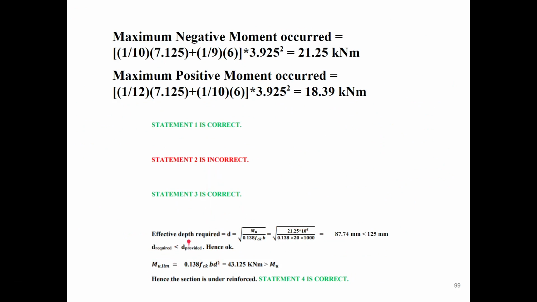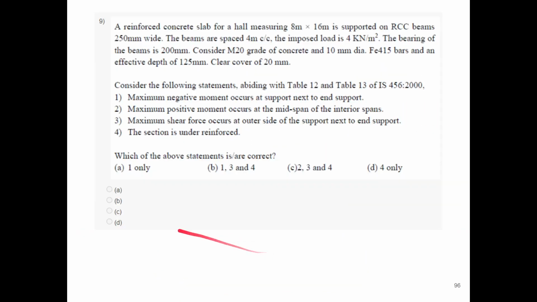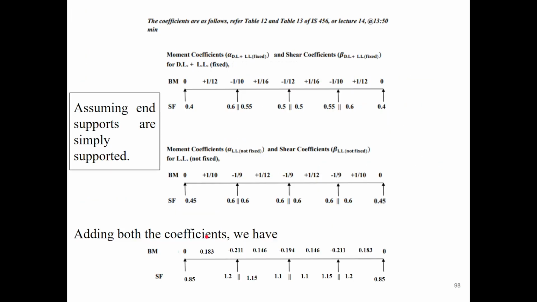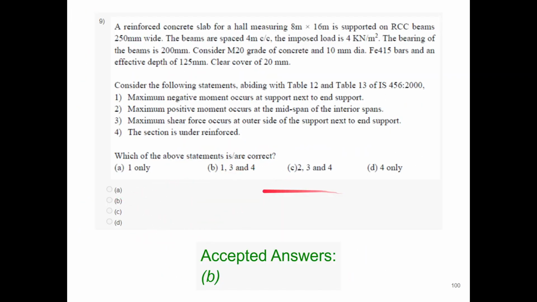So for this, whether it is under-reinforced or not: the effective depth required is 87.74 mm, which is less than the 125 mm provided. So provided is more, so okay. Mu limit is 43.125 kilonewton meter, which is greater than Mu. Therefore we can go for under-reinforcement. So the section is under-reinforced, and 4 is also correct as we predicted. So B is the correct option.